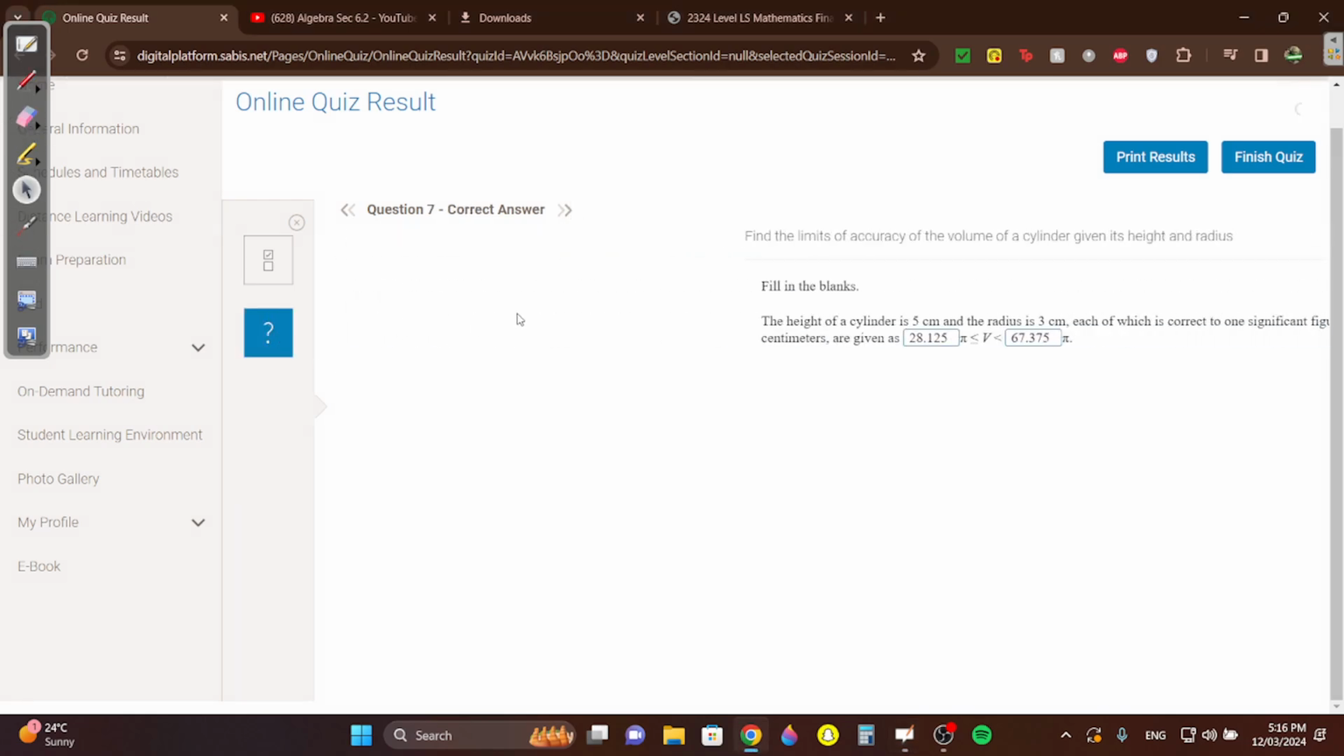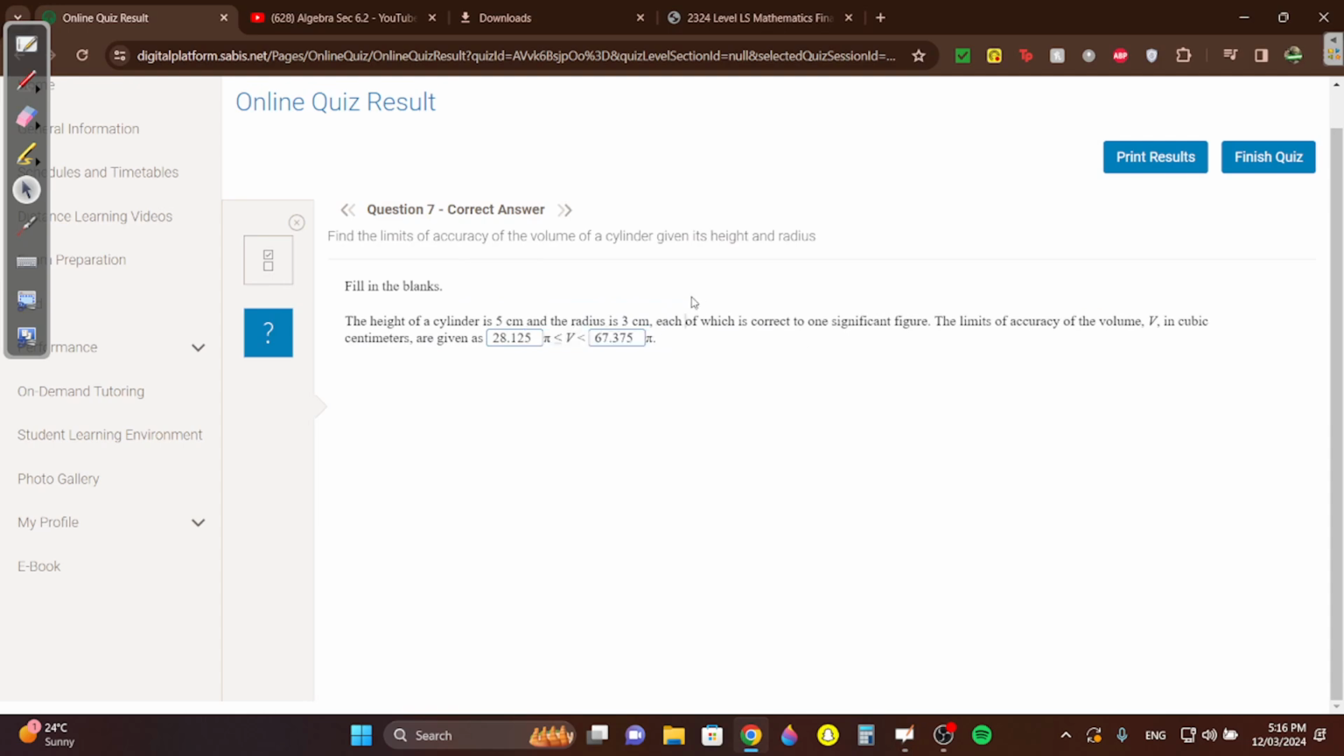Question 7. This is kind of a tricky one. Height of a cylinder is 5, radius is 3. These are correct to one significant figure. The limits of accuracy of the volume. This is a cylinder. We want the volume. Volume is pi r squared h. We have a radius and the height, which are both estimated. We're going to have two volumes: a minimum volume and a maximum volume.